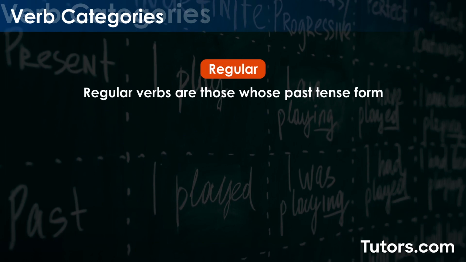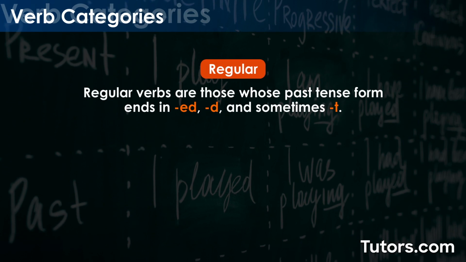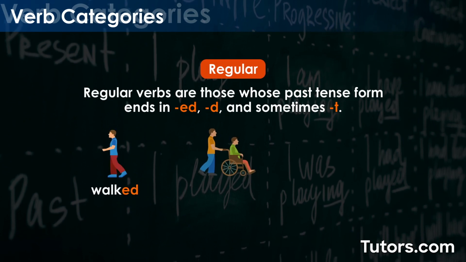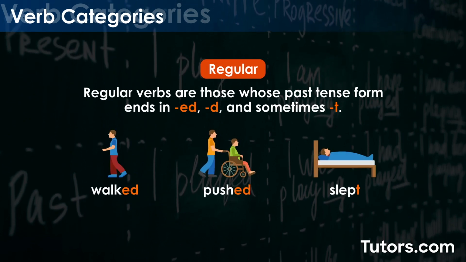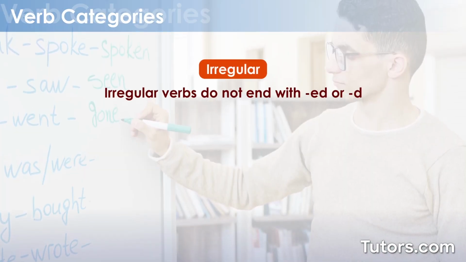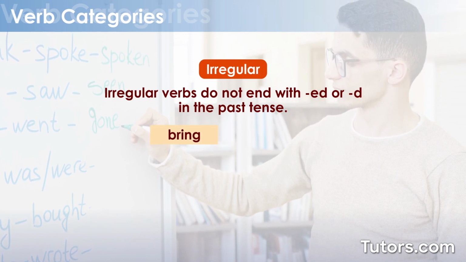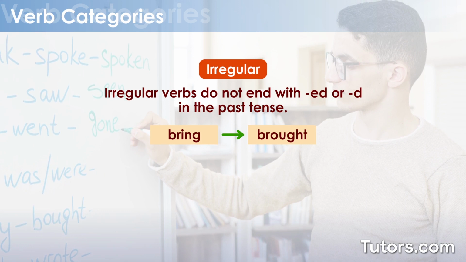Regular verbs have past tense forms that end in ed, d, or sometimes t, like walked, pushed, and slept. Irregular verbs do not end with ed or d in the past tense. For example, present tense bring turns into past tense brought.